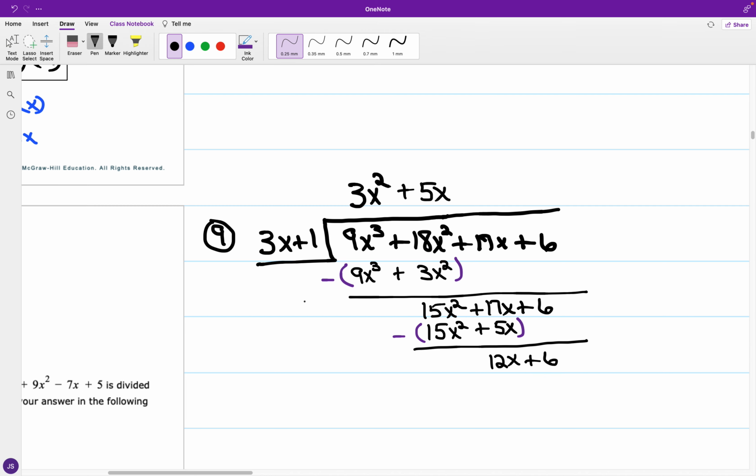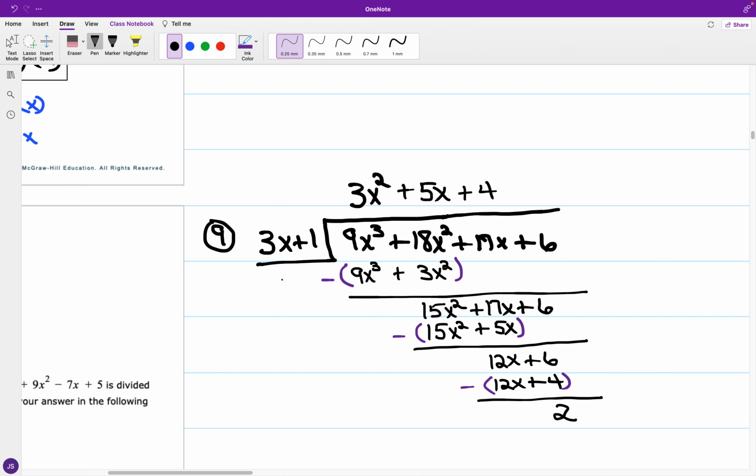We have bringing down 6. Now we got 3x into 12x, so this will go 4 times. And distributing 4 over 3x plus 1, so this will be 12x plus 4. And subtracting, so 12x will go out, and 6 minus 4, okay, that is going to be 2.